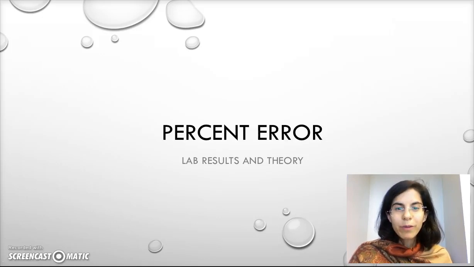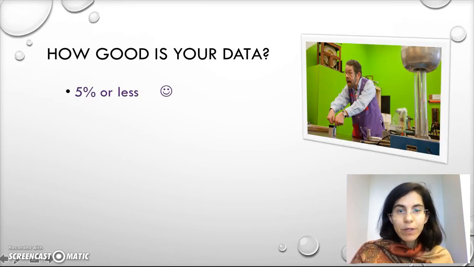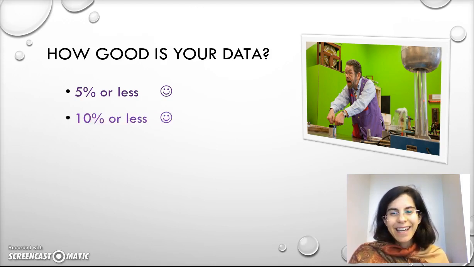A quick review of percent error, or in other words, how good is your data? Well, if your percent error is 5% or less, that's industry standard. You're in great shape. Clean up and publish your results in the nearest academic journal. This is a high school lab.